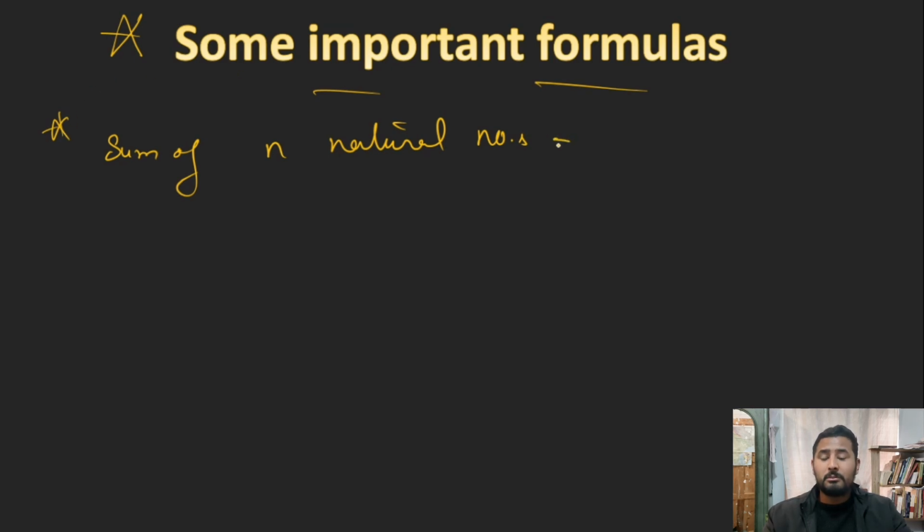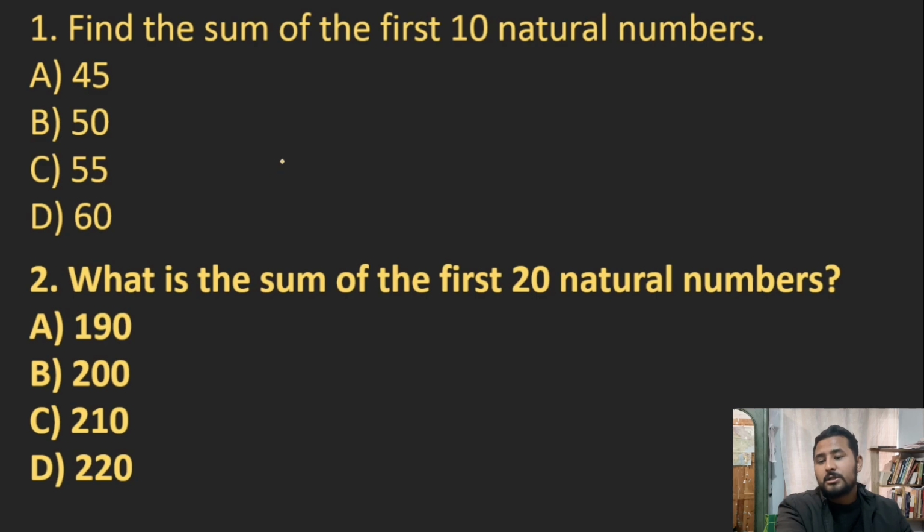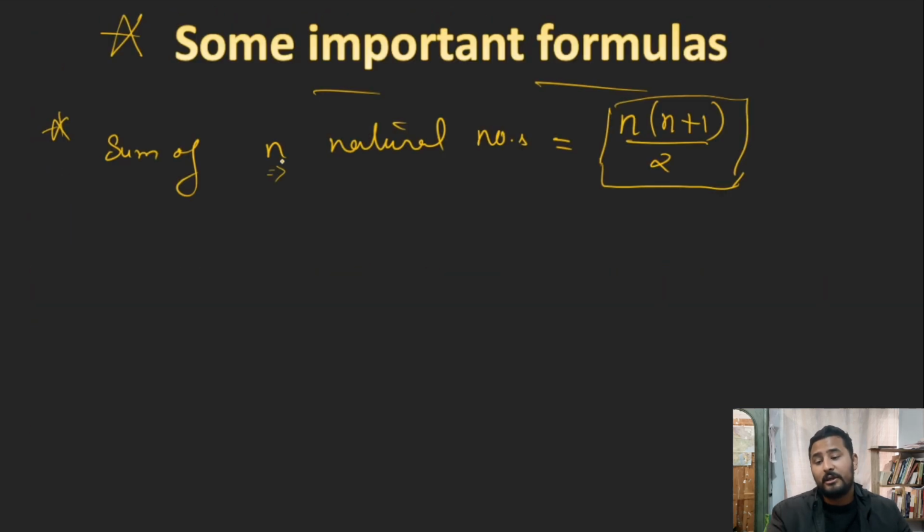So you have to remember one formula, that is n into n plus 1 divided by 2. This is a very important formula for finding the sum of n natural numbers. I have some examples here, so we'll solve the questions also. Let me write some other important formulas. You can write it down somewhere in your copy.